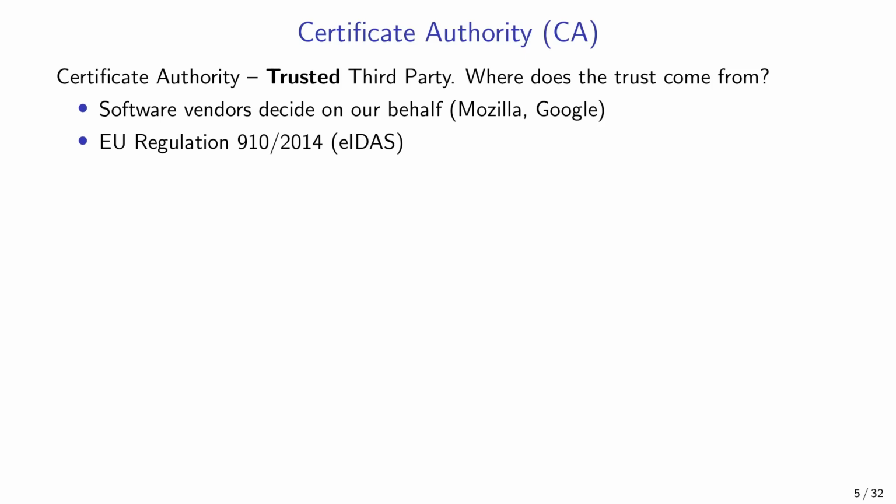But okay, let's say that we want to start a CA business. So what are the actual steps? How can we get our CA trusted? First of all, our goal, most likely, is to make a profit.